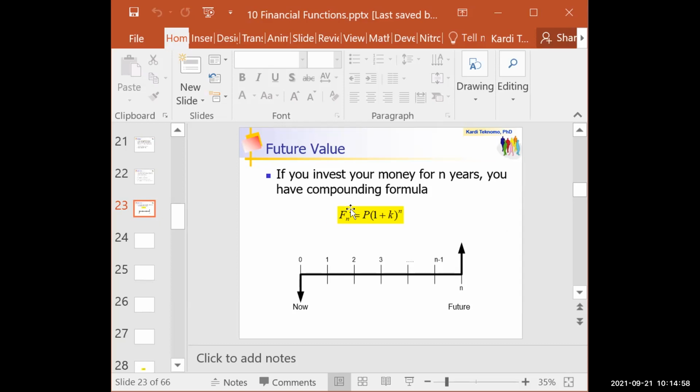So if F divided by P, you will get 1 plus K exponent N, right? So then if you exponent that with 1 over N, both sides, you will get 1 over 1 plus K, correct?